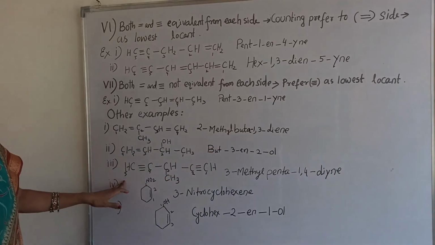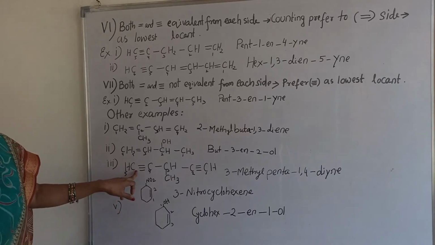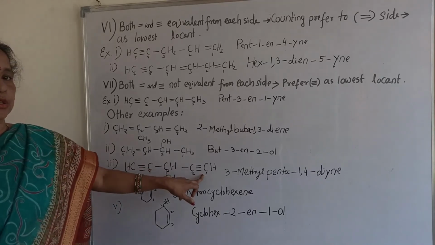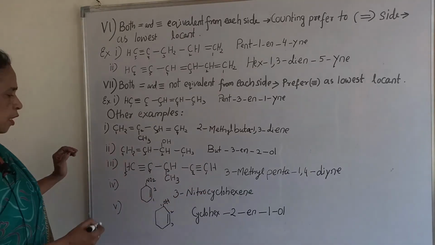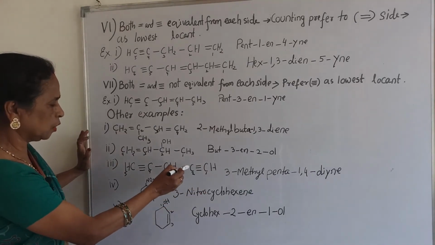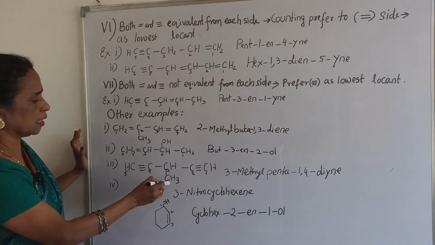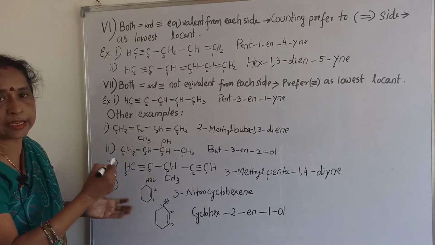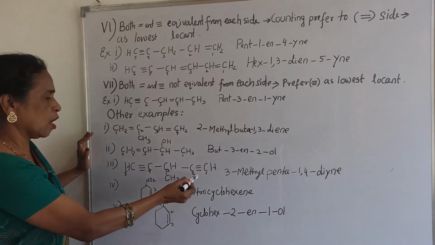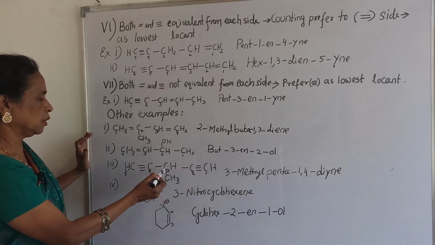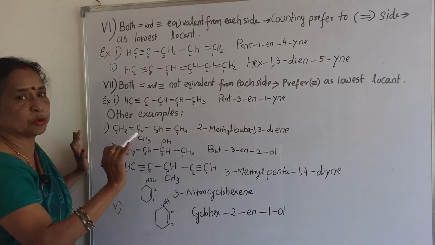Again, come to the third example. Here we can observe a triple bond here also and here also. You can count from this side, you can count from this side. Then the question is 1, 2, 3. 1, 2, 3. There is no problem, because the alkyl group is at the 3 position carbon from each side, so you can count from this side also, 1, 2, 3, 4, 5, or you can count 1, 2, 3, 4, 5, both are the same.